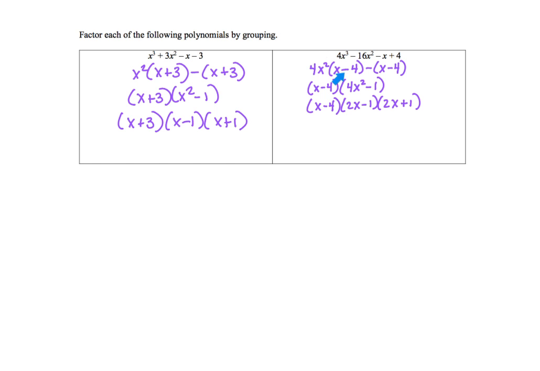In this one, I factored out the GCF for x squared from each of them. In this one, I factored out a negative 1. My groups match, new GCF. This factors further, difference of squares.